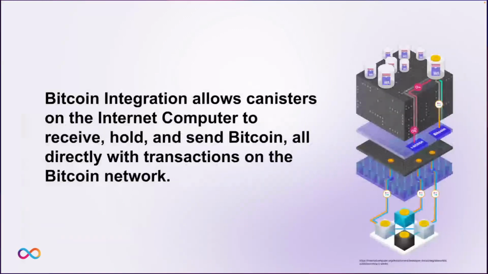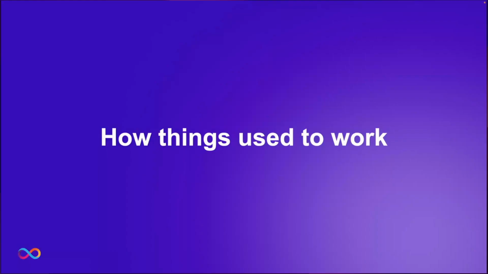So what actually is the direct Bitcoin integration? In one sentence, the Bitcoin integration allows canisters on the Internet Computer to receive, hold, and send Bitcoin, all directly with transactions on the Bitcoin network. So to understand that this is awesome, we first have to take a look at how things used to work.